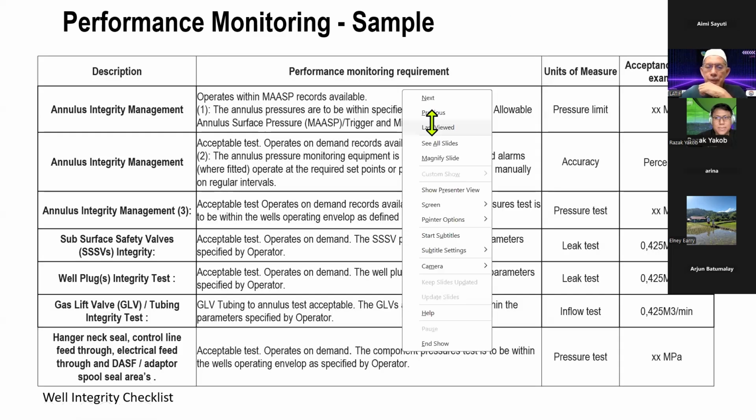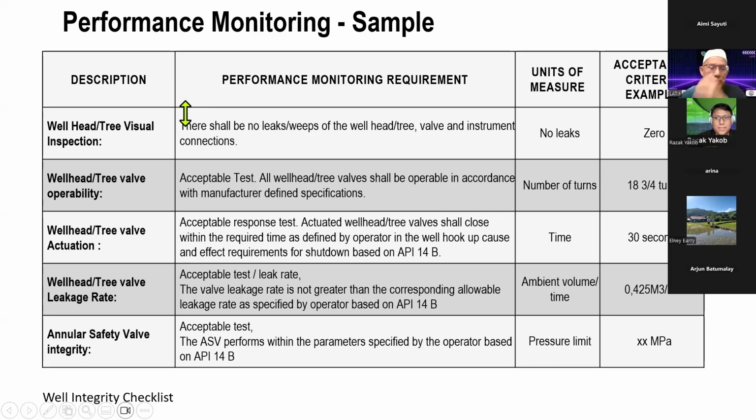Okay, now I think we go back again. This monitoring system, you can see that we had wellhead trees at the different category. We have the operability, the activation, the leakage rate, and then the integrity of the valve. So we start with inspection, operability, how we are going to operate that? Is it going to be very tight, loose, and so on?